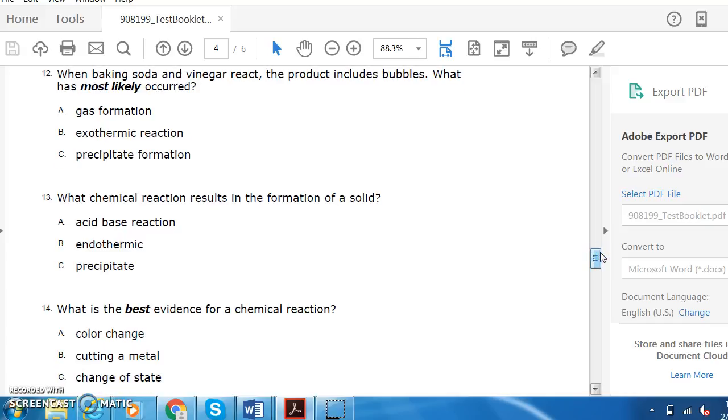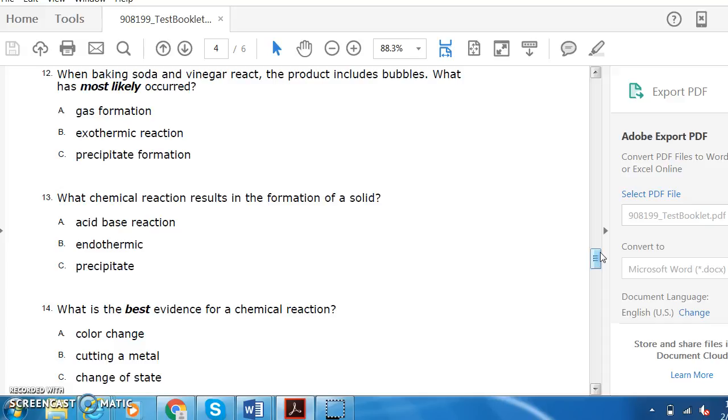Number 12. When baking soda and vinegar react, the product includes bubbles. What has most likely occurred? A. Gas formation. B. Exothermic reaction. Or C. Precipitate formation.